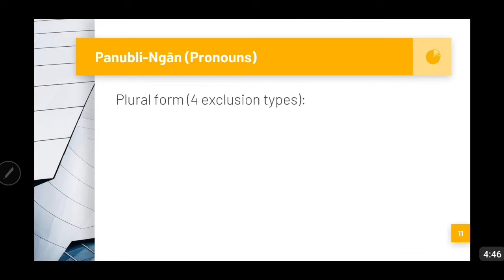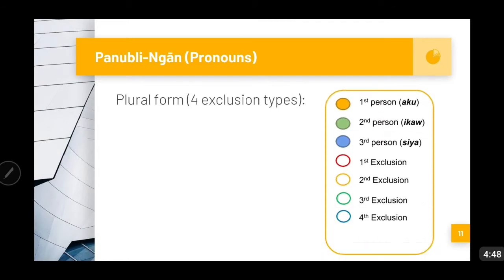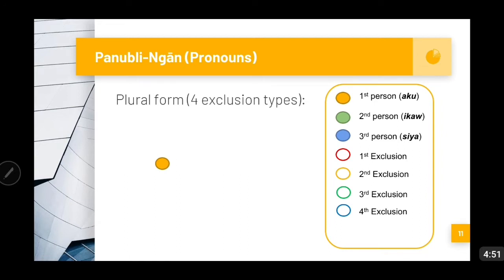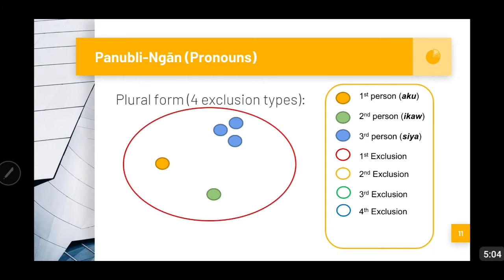Okay. So to give you a more detailed discussion, let's have the orange circle as the first person, ako, the green circle as the second person, ikaw, and the blue circles to represent the third person, siya or sila, because we have 3. So when we mention the first exclusion, remember what we said, no one is excluded. That means the first person, ako, the second person, ikaw, and the third person, siya or sila, are included. So we use the plural form kita niyo, all of us.